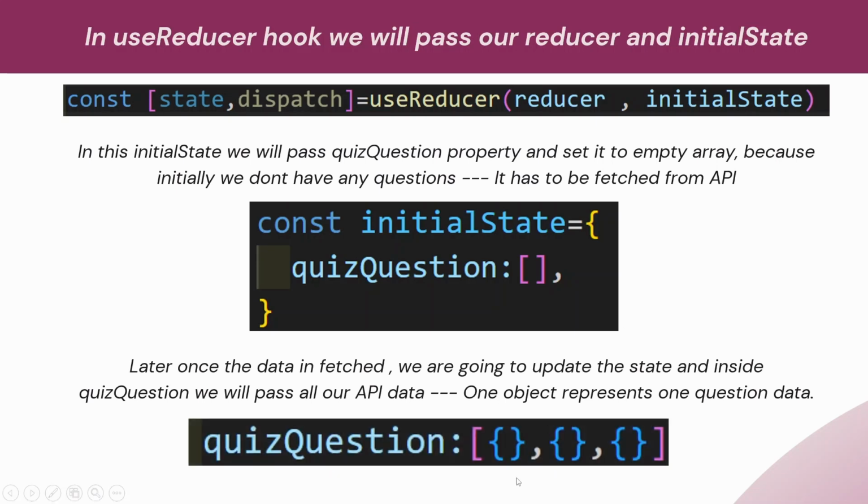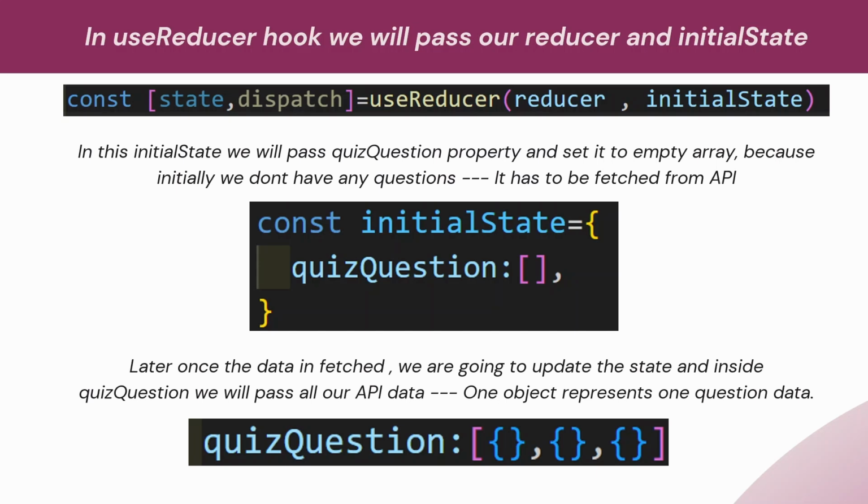So once we have successfully fetched the data from our API, then we are going to update this quiz question, and inside that we are going to pass an array of objects, and here each object will be representing one question data. So inside that we are going to have the question, then our four options, and then the property that mentions which option is correct. Also, we will be having a points property. So each object will be having one question data. Later on, we are going to loop through this data and render it on the screen. So this is how we are going to create our initial state.